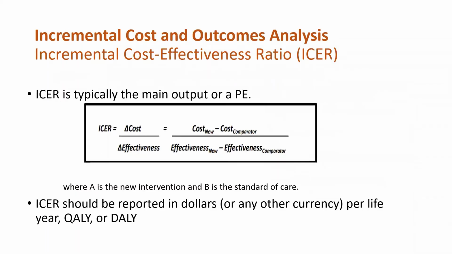And then after modeling the outcomes and costs, we calculate the ICER, or the incremental cost and outcomes analysis, incremental cost effectiveness ratio. We covered this previously. However, it's just the incremental cost divided by the incremental effectiveness, and these data are derived from the model. Next, please.